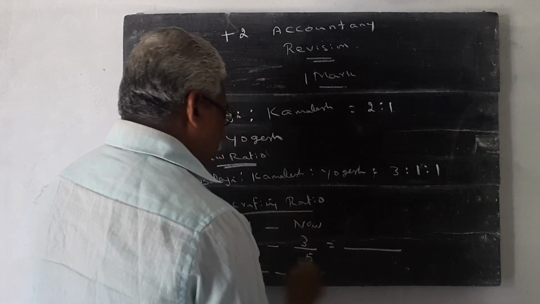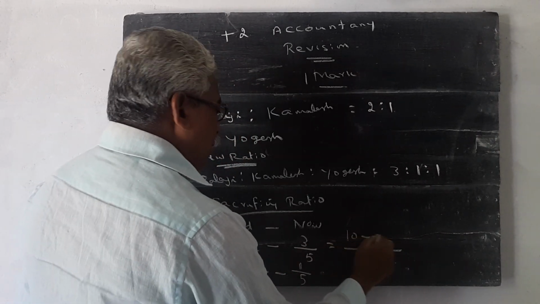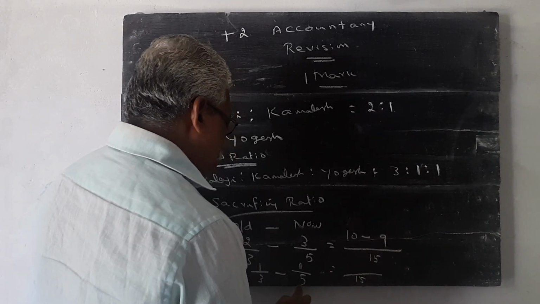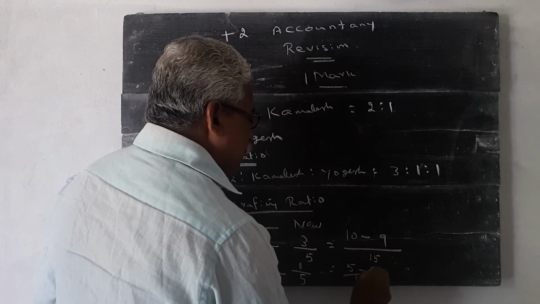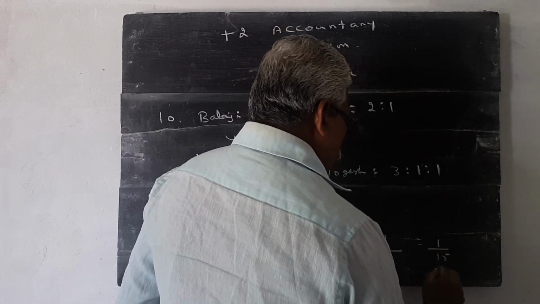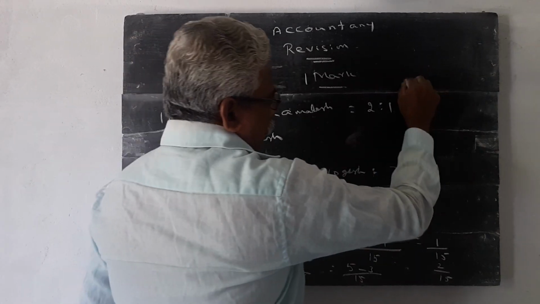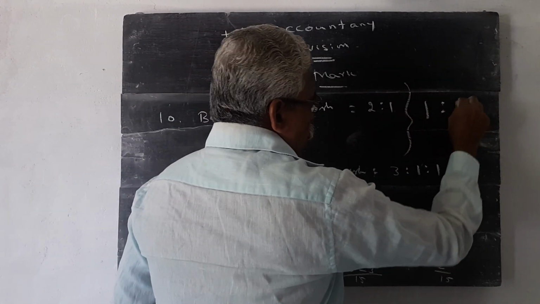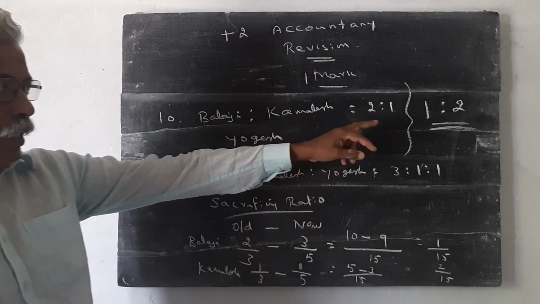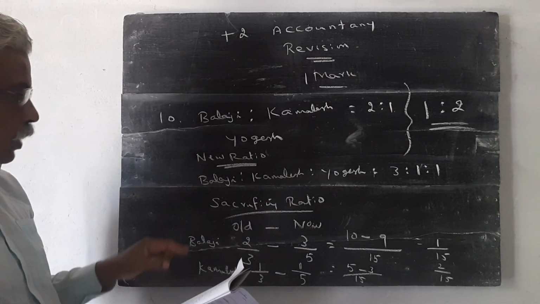So we have to simplify, taking 15. 5 twos are 10 minus 9. Then here also 15, 5 minus 3. So the ratio is 1/15, 2/15. It can be written as 1:2. So the answer of this sacrificing ratio is 1:2. The answer is given in the question itself. You will select the correct answer 1:2. Question number 10.